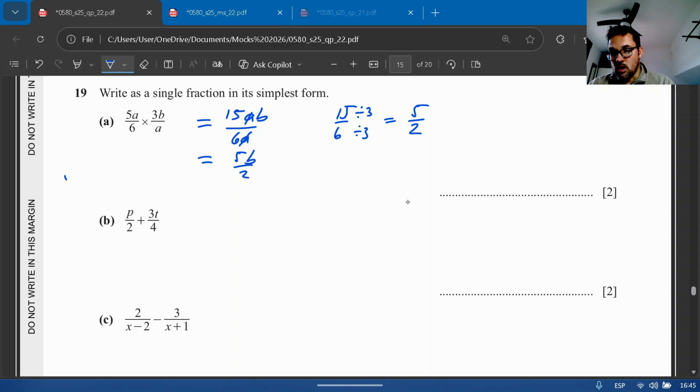Or, even maybe quicker, you can simplify before you multiply. You can say this a and that a will cancel. Divide this by 3, that becomes 2. Divide this by 3, it becomes 1. So 5 times 1b is 5b. And 2a times, when you cancel this, a 1 equals 2. Either way, that's 5b over 2.